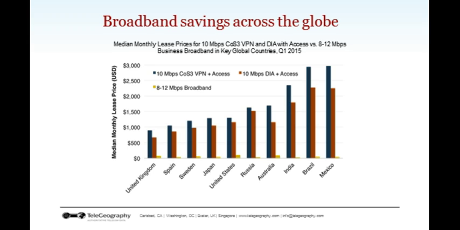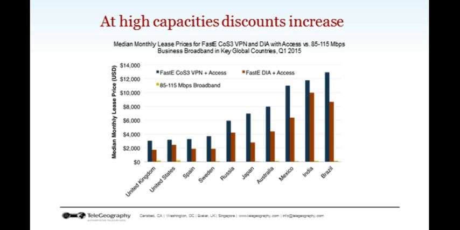In the U.S., the multiple going from that median 8 to 12 megabit broadband subscription to the median 10 meg best efforts VPN and access is only about 13. Again, still very large, but when you compare that to markets such as India, which has a relatively uncompetitive and expensive network market, but a very competitive local access and ISP market, you actually see a multiple between those medians of 95. So really considerable savings in being able to move between a VPN and a broadband situation.